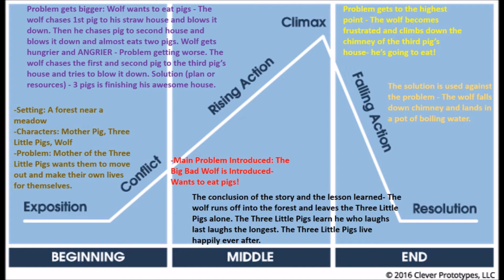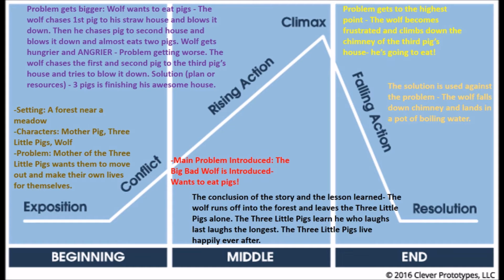The climax. The problem gets to the highest point. The wolf becomes frustrated and climbs down the chimney of the third pig's house. He's going to eat here. The falling action. The solution is used against the problem. The wolf falls down the chimney and lands in a pot of boiling water.